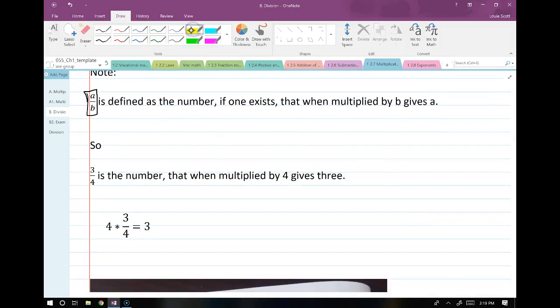That means that the number 3/4 is the number that when multiplied by 4 gives us 3. We can see that's the case here, right? When I multiply 3/4, here highlighted in yellow, I'm actually multiplying it by 4 over 1, and then in the end, the 4's will cancel and we just get 3.